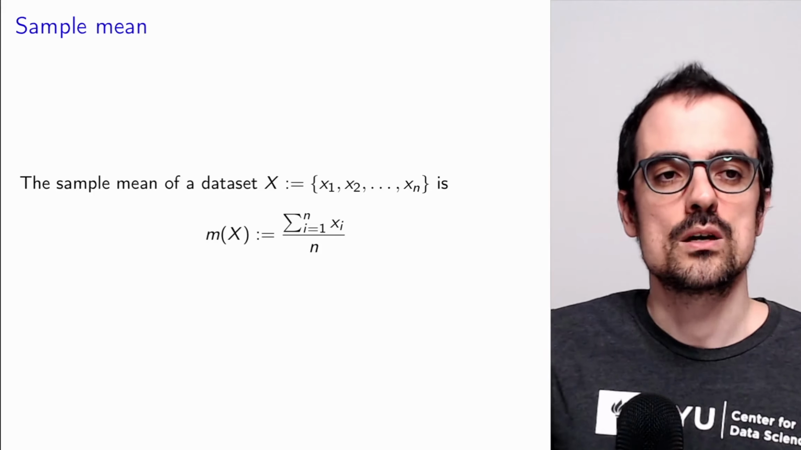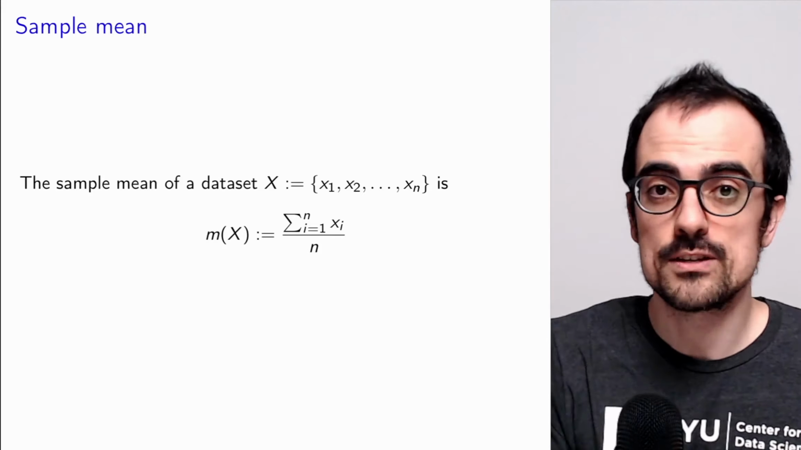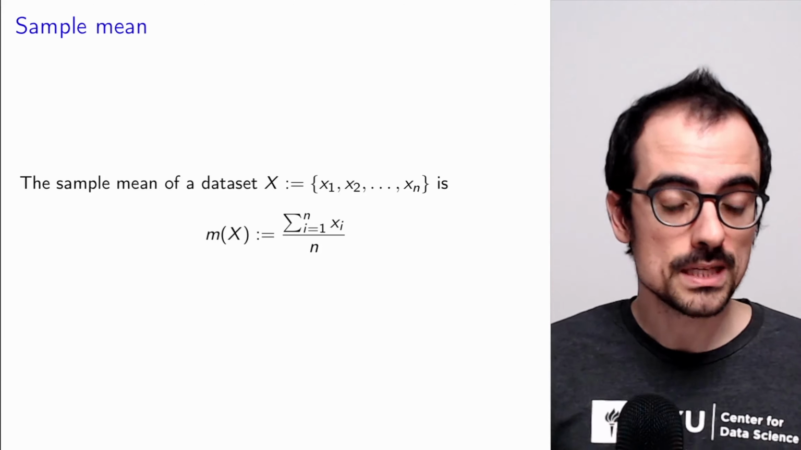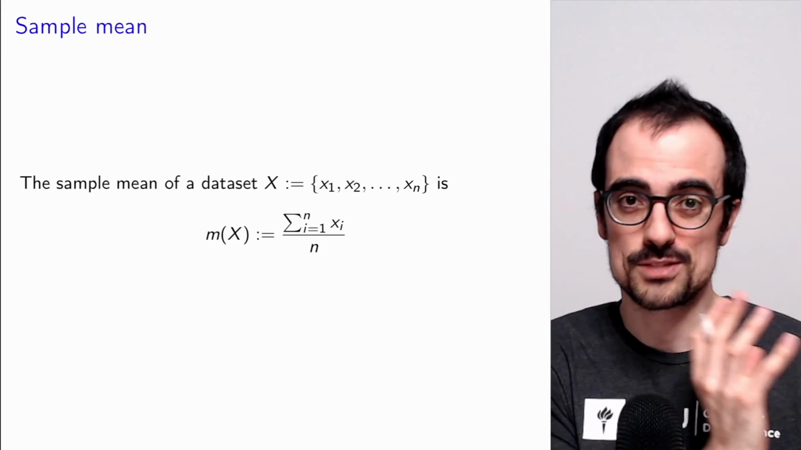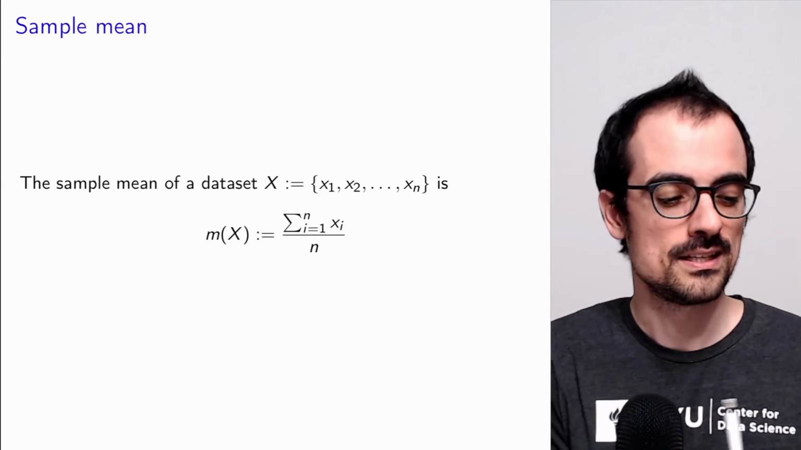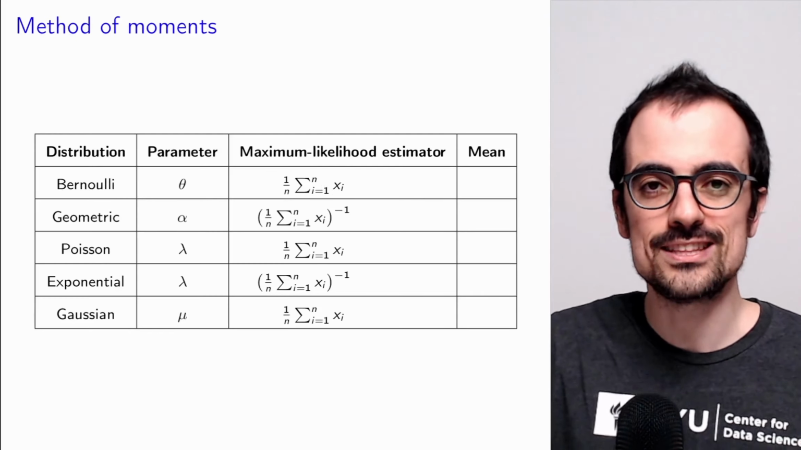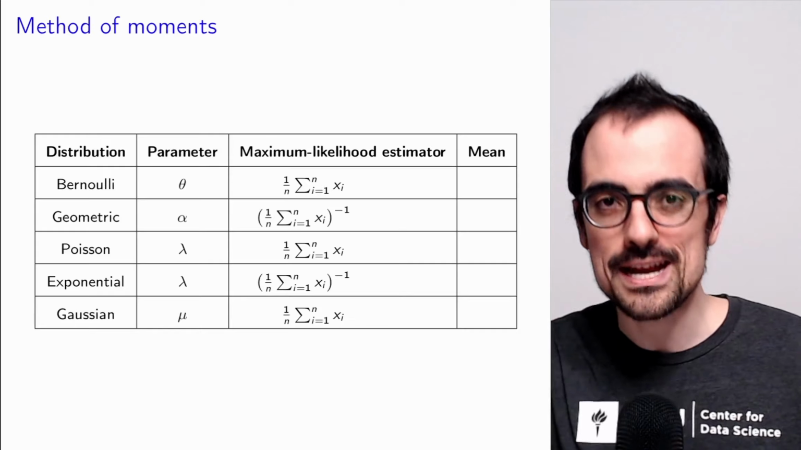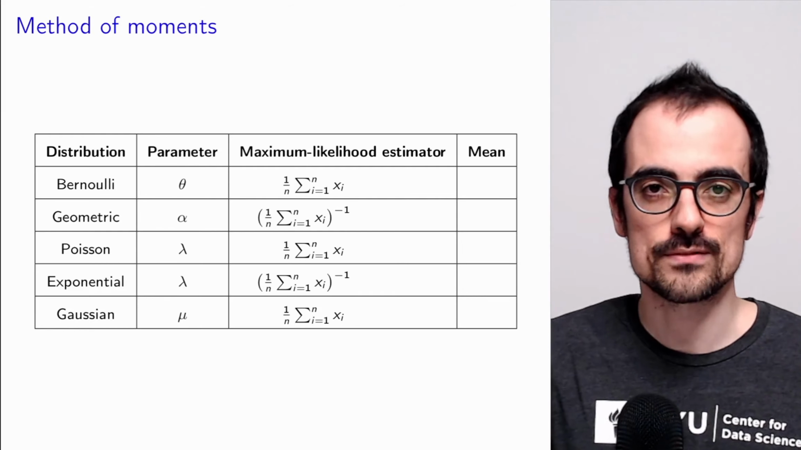Remember that the way we estimate the mean of a random variable is by taking an arithmetic average, which is the sample mean. This is not a coincidence, because we define the mean so that it approximates this average when we have many, many samples. So it's not a surprise. Now, let's express the maximum likelihood estimator in terms of the sample mean and compare it to the mean as a function of the parameters of the distribution.